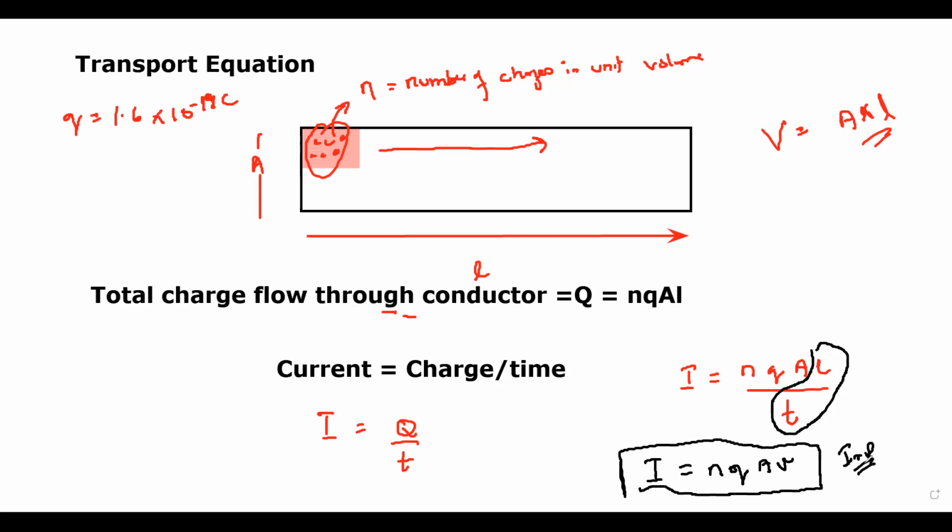You have to learn that I is equal to NQAV or NAQV. You can write it either way, where N is the number of charges present in a unit volume, and it changes with material. If the material is a conductor, it will have a higher value of N. If the material is an insulator, then it will have zero or no charge carriers. And if it's a semiconductor, then it will have few charge carriers in a unit volume. So NAQV is known as the transport equation.